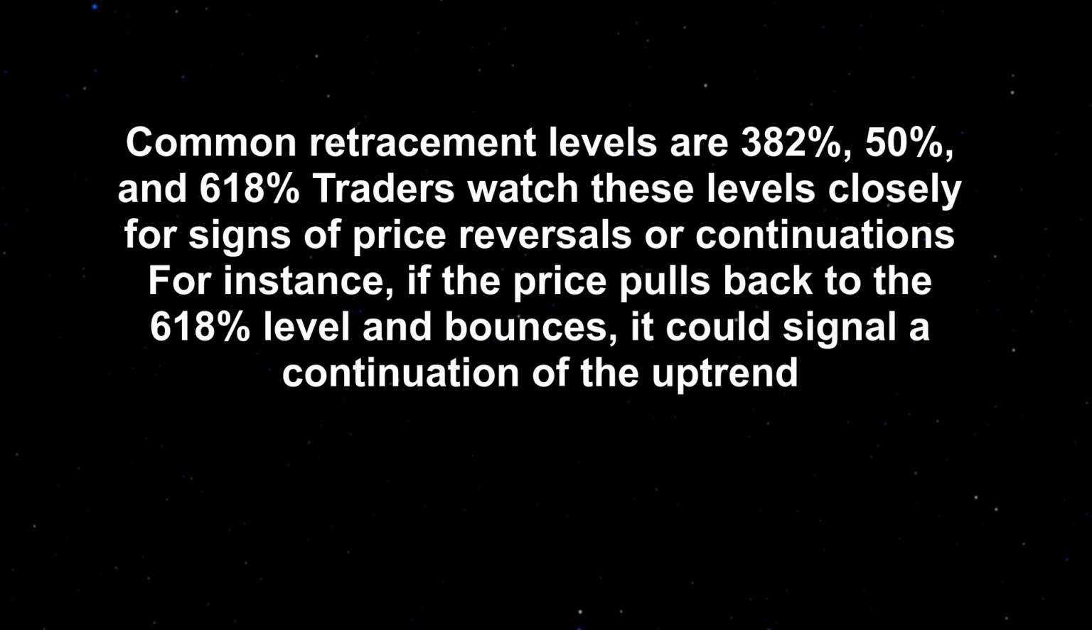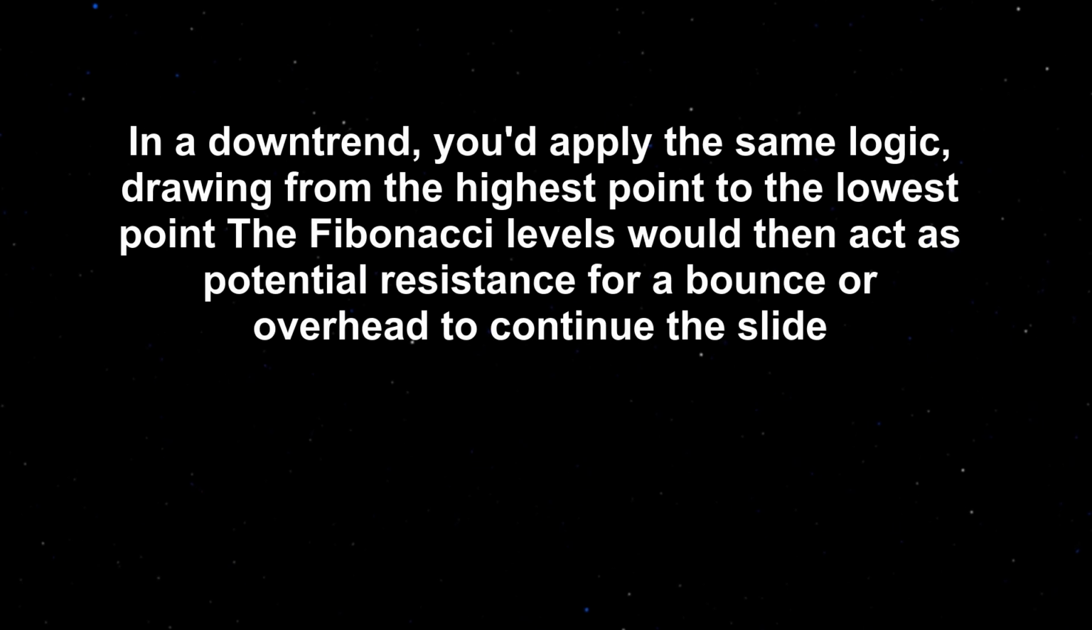For instance, if the price pulls back to the 61.8% level and bounces, it could signal a continuation of the uptrend. In a downtrend, you'd apply the same logic. Drawing from the highest point to the lowest point, the Fibonacci levels would then act as potential resistance for a bounce or overhead to continue the slide.